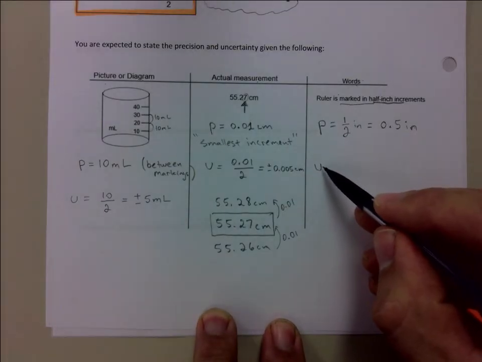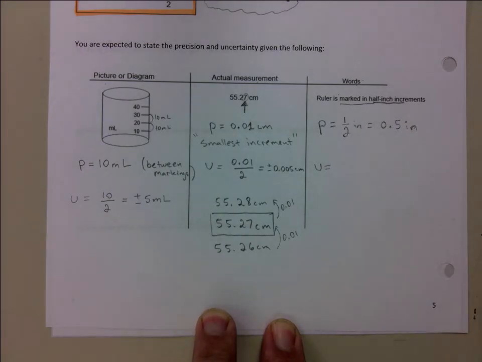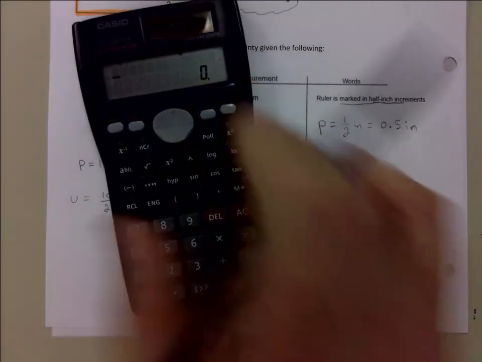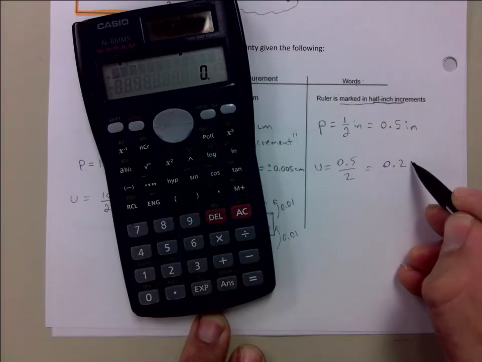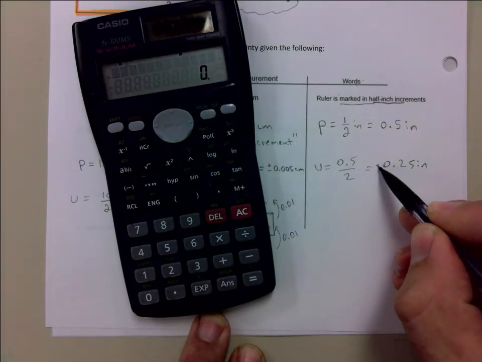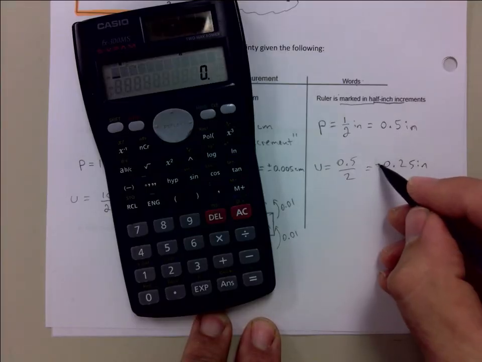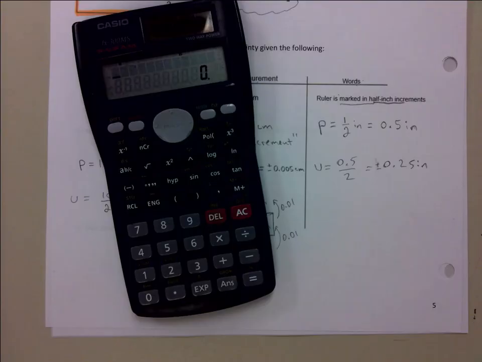What would be the uncertainty? What's half of half? 0.25. So you can just literally say 0.5 divided by 2, that's 0.25. Yes. I wanted to put a dollar sign in front, don't do that. Plus or minus. To be honest, the plus or minus is optional if it's just the uncertainty that you're stating, but I just want to go with it.